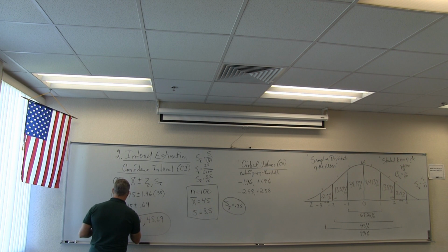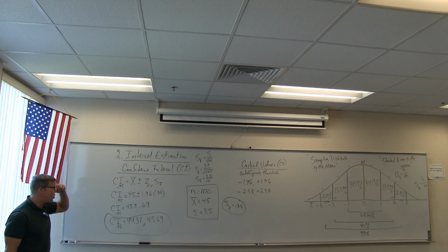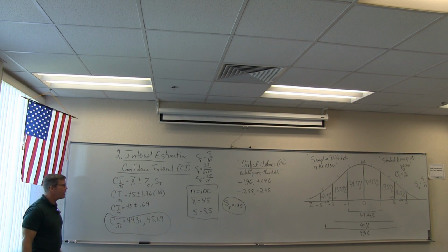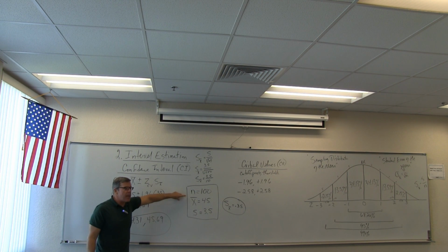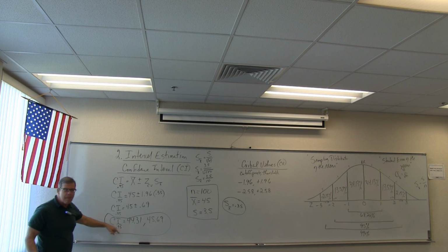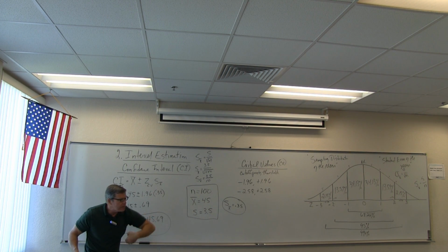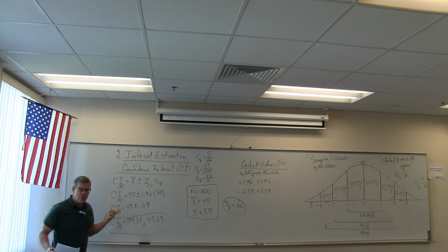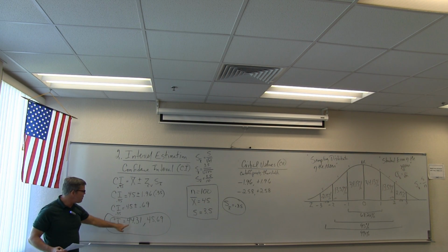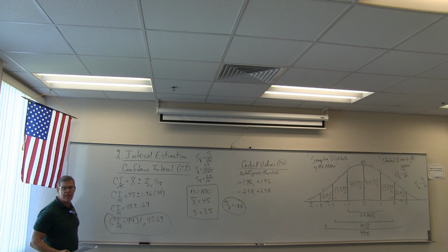What does this mean? This is what this means, interpretationally. Given this set of sample information, there's about a 95% likelihood that if I were to replicate this an infinite amount of times, the range of potential means would be from 44.31 to 45.69.